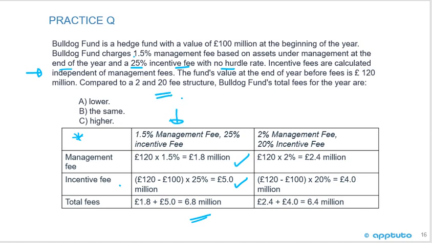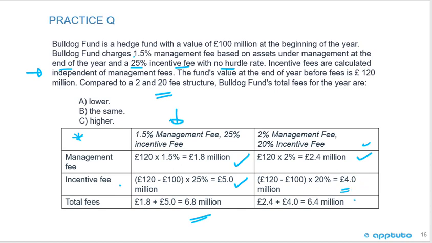but they want you to calculate versus a 2 and 20, okay? So we would do 2% management fee, 20% incentive, 2% on the end. You have to be consistent, apples to apples. So that's 2.4 million on the 2%. So you see it's a little bit higher management fee, but a lower incentive fee. This was the trick here. So 120 million times 2%, 2.4, and then ending minus beginning times the 20% equals 4 million.